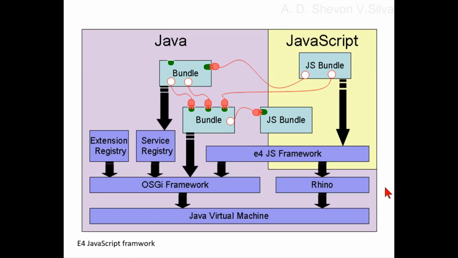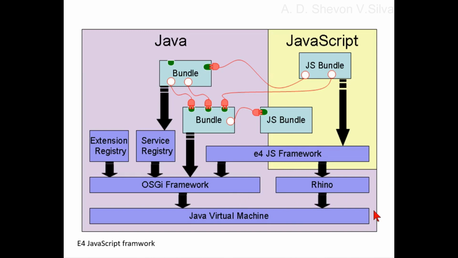In Java and Eclipse, we have the powerful and mature OSGi modularity system, among others, that satisfy these requirements. To address this limitation, E4 includes a modularity framework based on OSGi for use in JavaScript applications, as well as integration of JavaScript bundles in a traditional Java-based OSGi runtime.